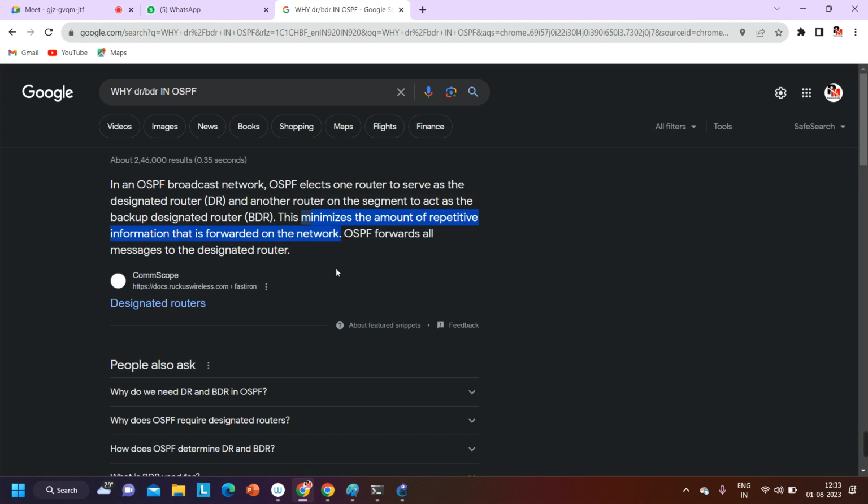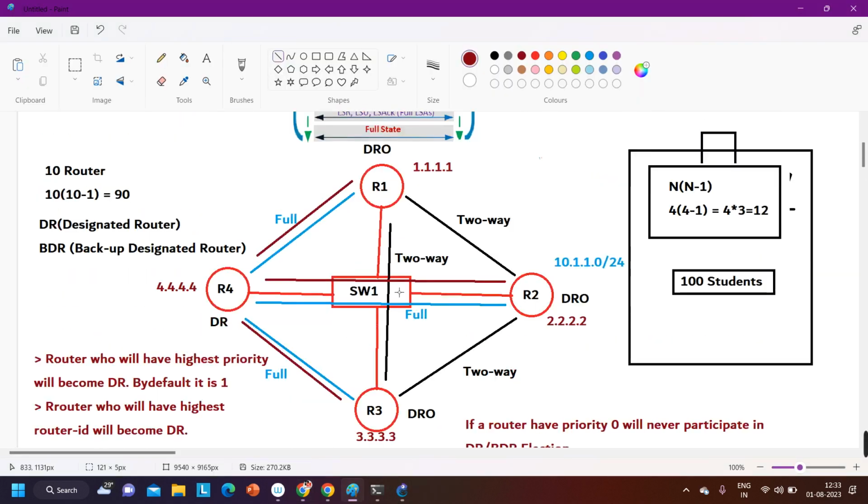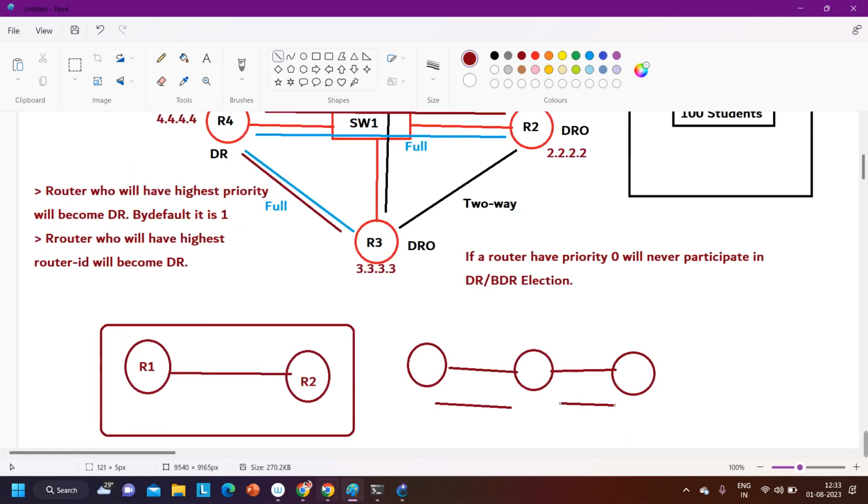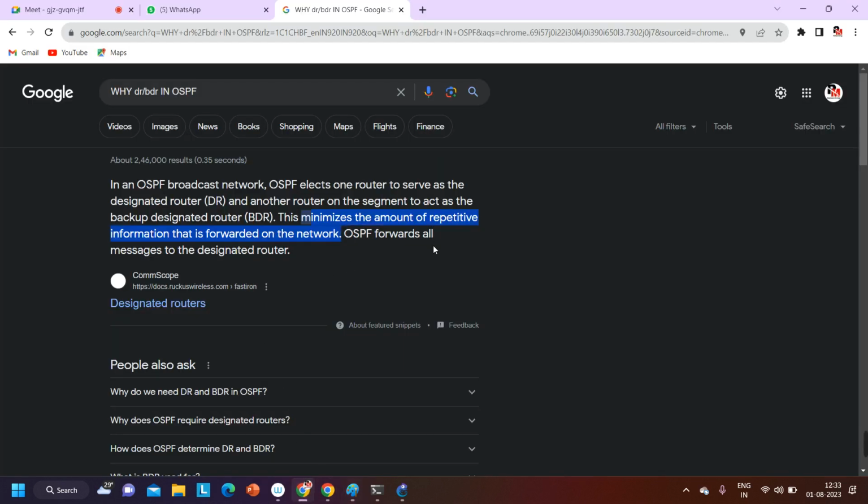Repetition of information. As I told you, in this topology, if all routers form neighborship, then router 1 will share the same network information. Router 1 will share its database to router 2, to router 4, to router 3. And these routers will also flood the same information to their neighbors. So there is repetition of data, yes or no? Getting my point? So there is only a difference of language, otherwise the concept is the same.